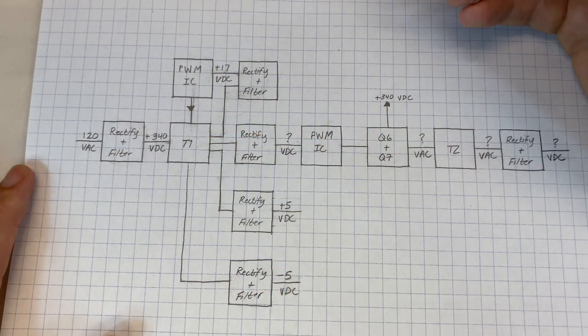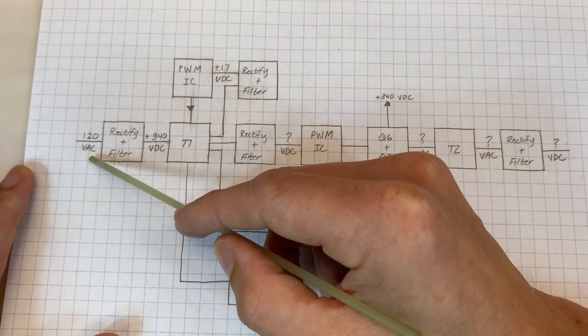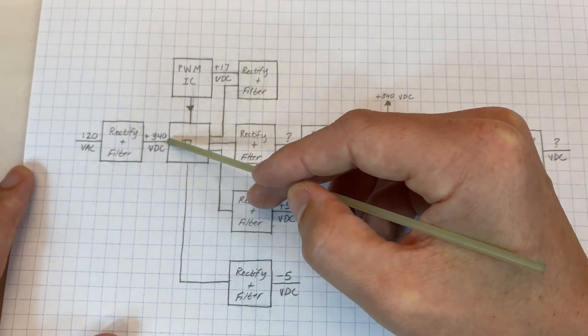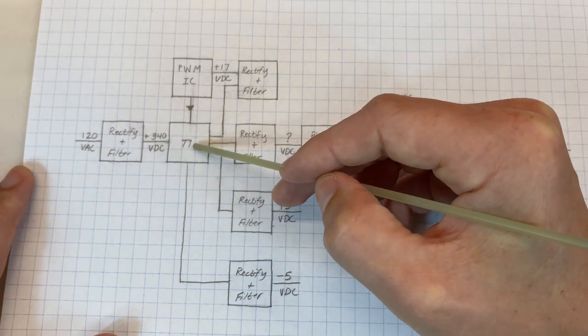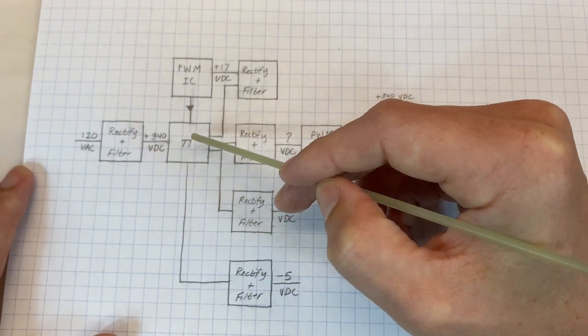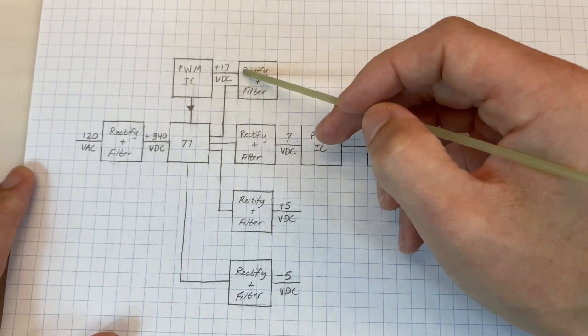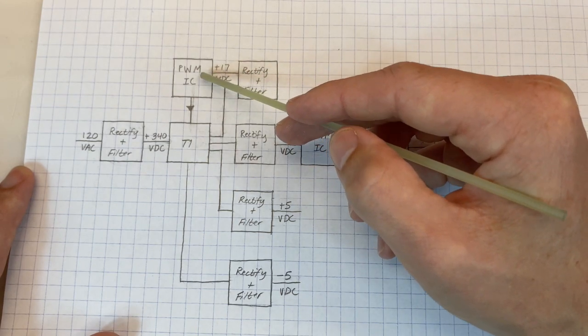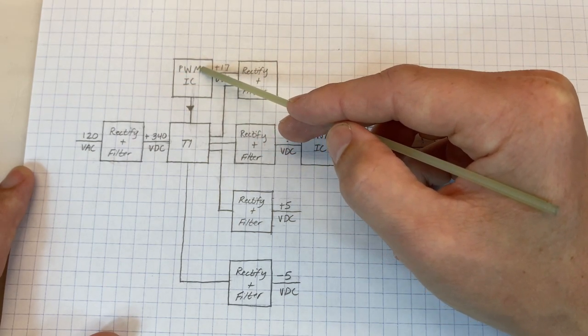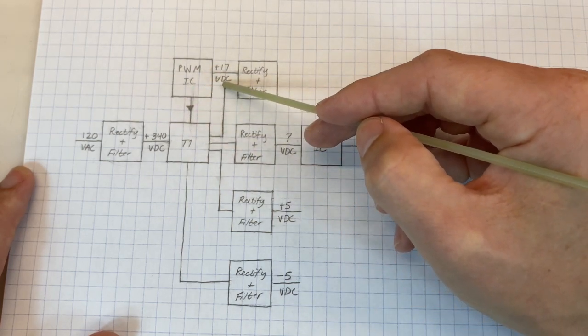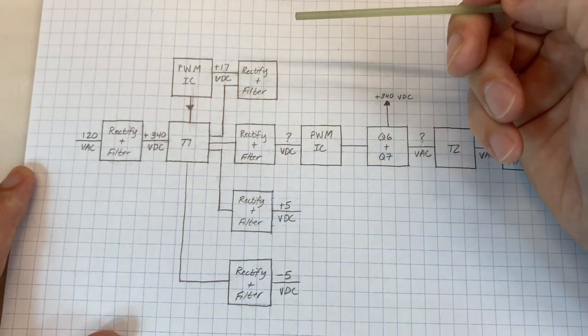Since I don't have any schematics, let's take a look at this very simple block diagram that I made for the switching power supply. We have our main 120 volts AC being rectified and filtered to produce plus 340 volts DC. This is feeding our first transformer T1. T1 is going to have 4 taps coming off of the secondary. Tap number 1 is going to produce positive 17 volts. This is going to feed this pulse width modulation IC, which ultimately drives the primary of this transformer. So this is a self-sustaining circuit.